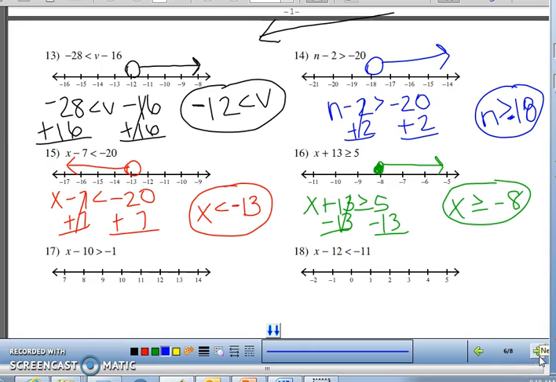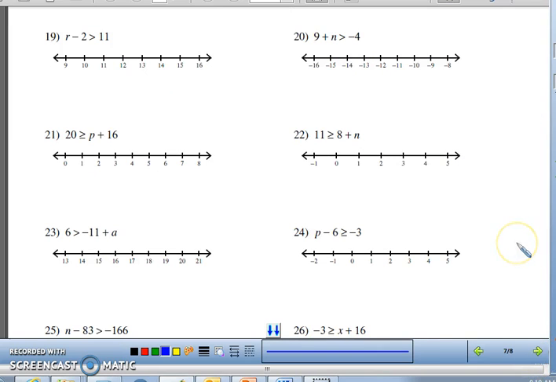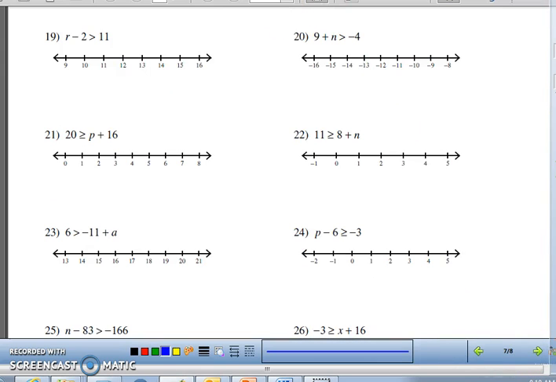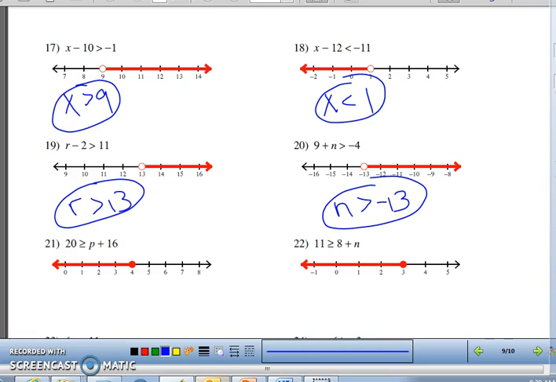Go ahead and try number 17 through number 20. Okay, so I didn't show all the work on 17 through 20, and hopefully you know the steps. So add 10, add 12, add 2, subtract 9. These are the answers that you should have gotten, as well as the number lines. So pause and check, and then go ahead and try number 21 through number 24.